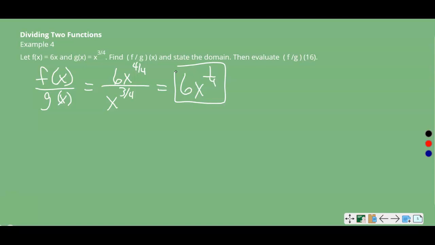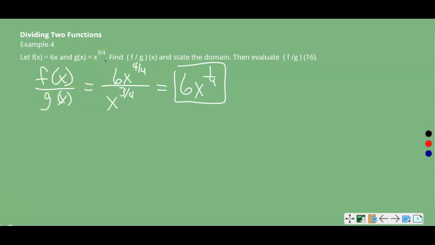All right, state the domain. 6x is a linear equation. The domain for f of x would be all real numbers. G of x would consist of all non-negative real numbers. So if you plugged in 0, 0 to the 3/4 power would be 0. So 0 cannot be in the domain here because you can't divide by 0.